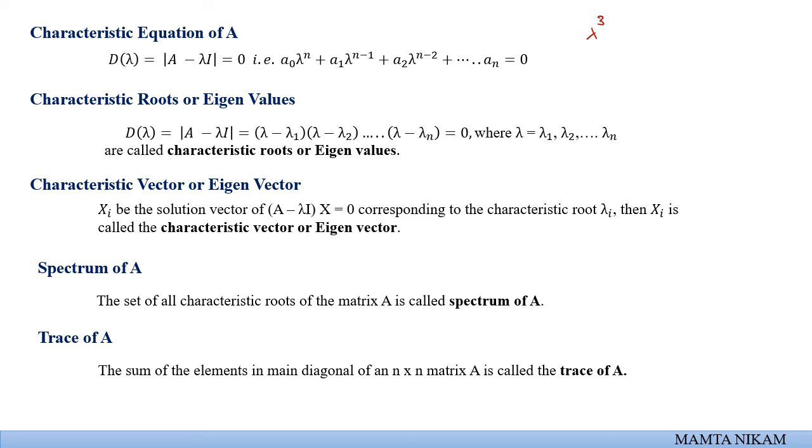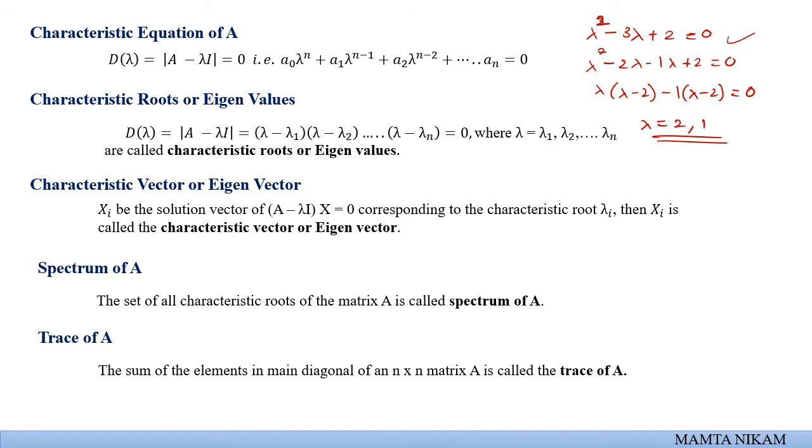So suppose we have lambda cube minus lambda square minus 3 lambda plus 2 equal to 0. We can find the roots of this equation by factorizing: lambda into lambda minus 2, minus 1 into lambda minus 2, equal to 0. That means, what values of lambda did we get? 2 and 1. That is nothing but the roots of this polynomial.